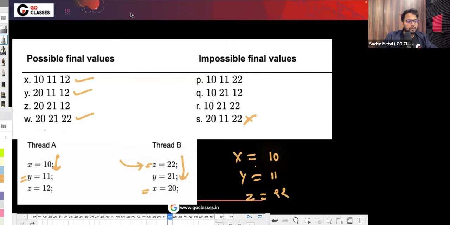So I hope you understood why some of the values are possible, why some of the values are not possible. Okay, great. Now let's just move to the next question.